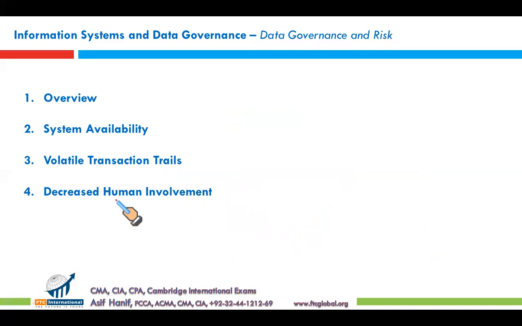Then we have the fourth point in information systems, data governance and risk: decreased human involvement. Since most of your work would be done by computer, your transaction entry, processing, and posting into different ledger accounts.